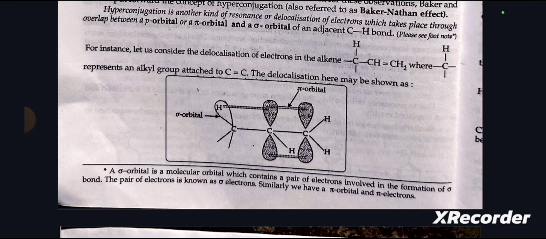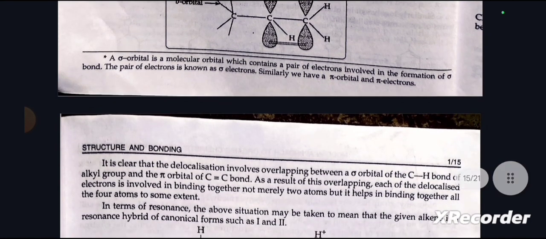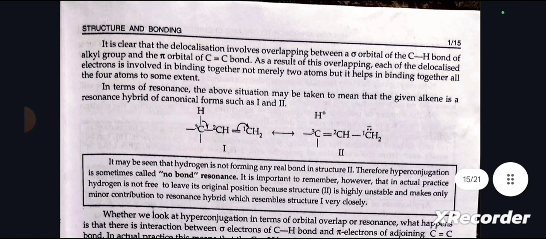For instance, let us consider the delocalization of electrons in alkenes, CH3-CH=CH2, where CH3 represents an alkyl group attached to a carbon-carbon double bond. The delocalization here may be shown as follows. A sigma orbital is a molecular orbital which contains a pair of electrons involved in the formation of a sigma bond. The pair of electrons is known as sigma electrons. Similarly, we have pi orbitals and pi electrons.